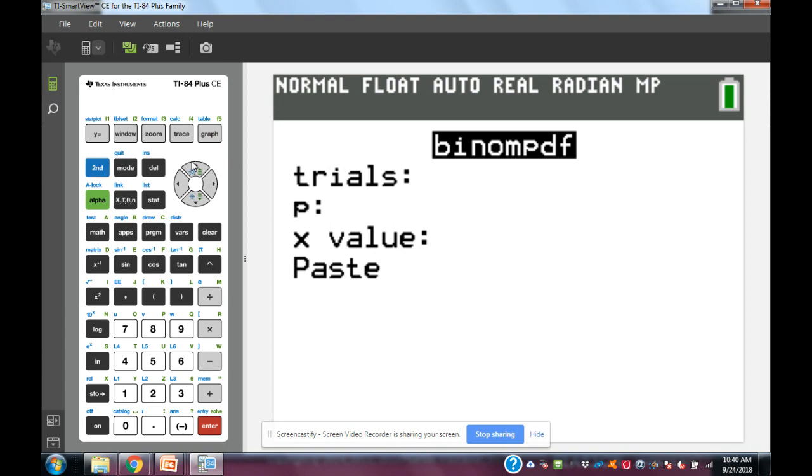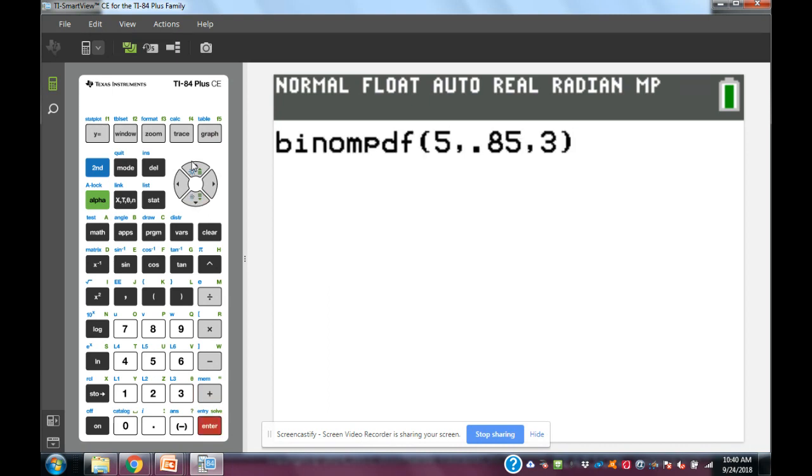Anybody not seeing that? Johnny, I figured you would be. Number of trials is how many for our problem? 5 trials. Johnny, type in 5. Hit a comma. Probability of success, 0.85. How many successes are we looking for? 3. So, comma, 0.85, comma, 3. I think that's the right way, Johnny. It's been a while since I've done it. Yeah, that's right. Yours look like that? Yeah. All right.